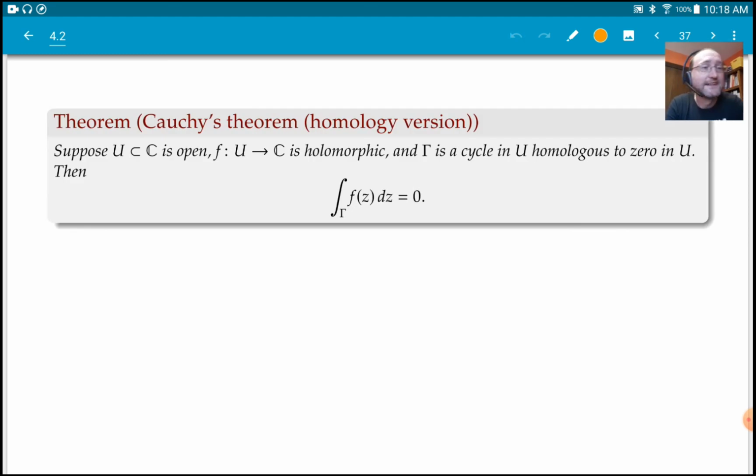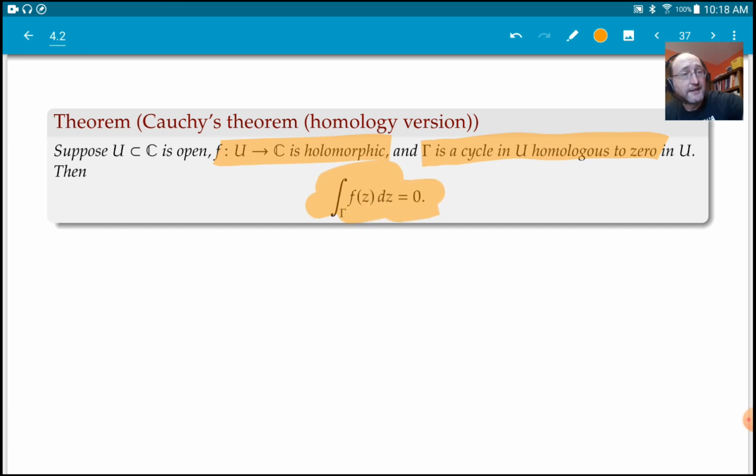So we're actually going in reverse now. Let's prove the Cauchy theorem in terms of the Cauchy formula; before, we did the opposite. Let's prove the homology version of Cauchy's theorem. If I have a holomorphic function f on U and gamma is a cycle homologous to 0 in U, then the integral of f around gamma is 0.